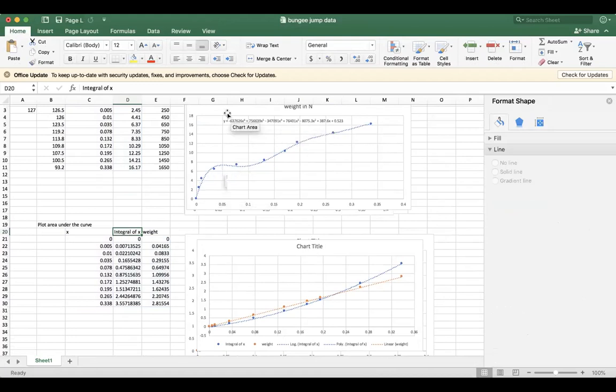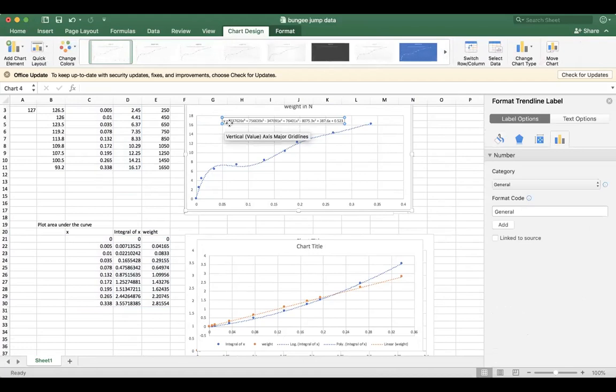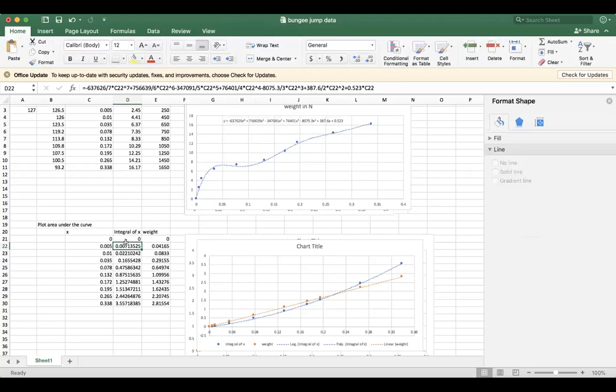Well, we know that this function is y equals some constant times x to the power 6 plus some other constants, x to the power of 5. Okay, so I'm just going to write out the formula in my Excel sheet. I will say this integral is this constant, the first constant divided by 7, because the integration of x to the 6 is 1 over 7 x to the power of 7, right?